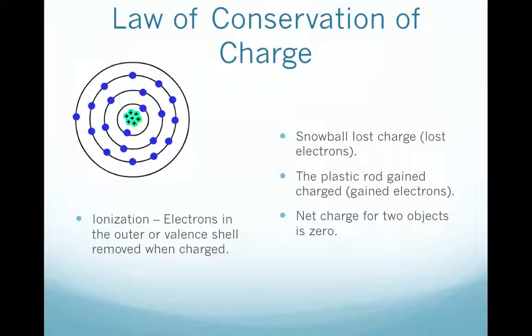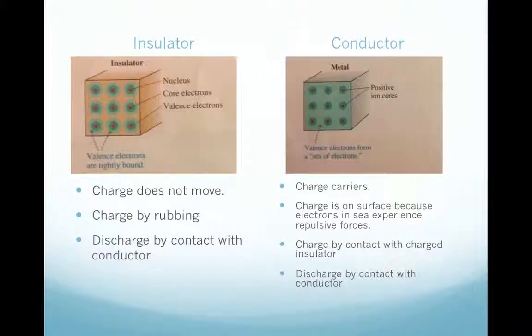So in Snowball's case, Snowball gave electrons to the plastic ruler, which gained the same amount of electrons that were given. When it comes to charge, there are insulators and conductors. In an insulator, charge cannot move through it, but it can be charged by rubbing it, but only the part that is rubbed is charged.